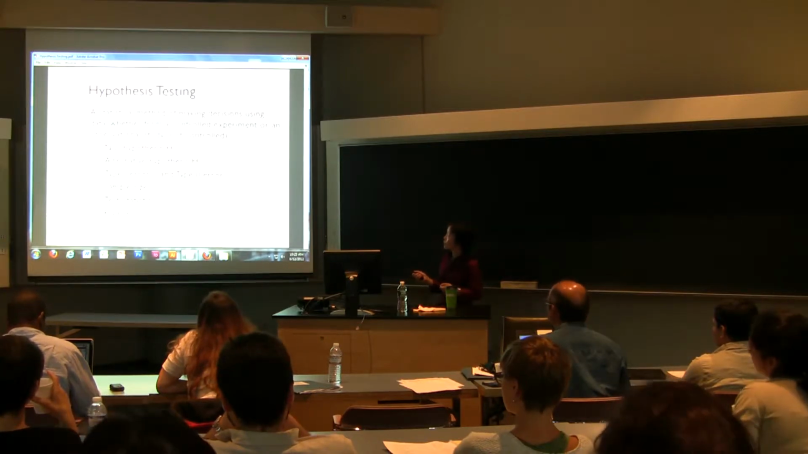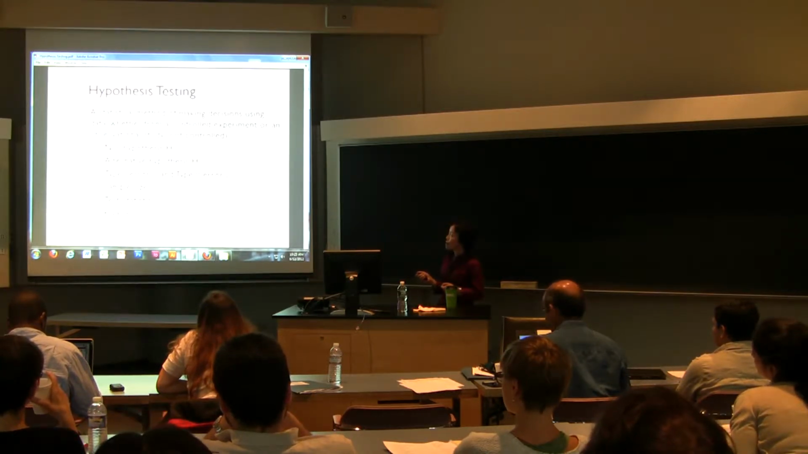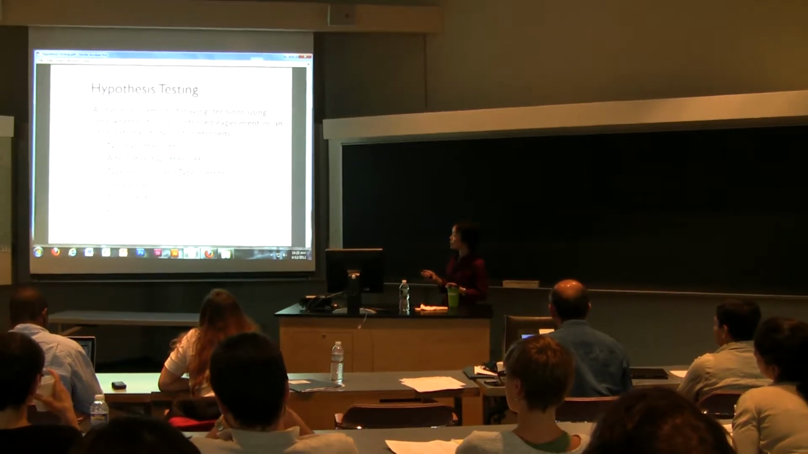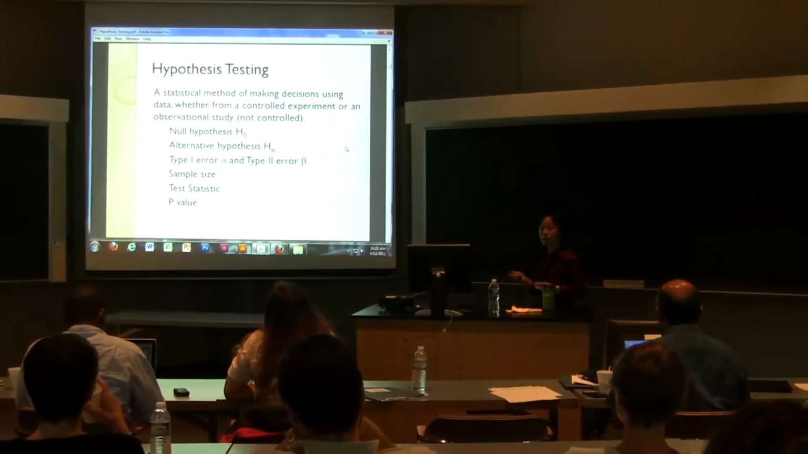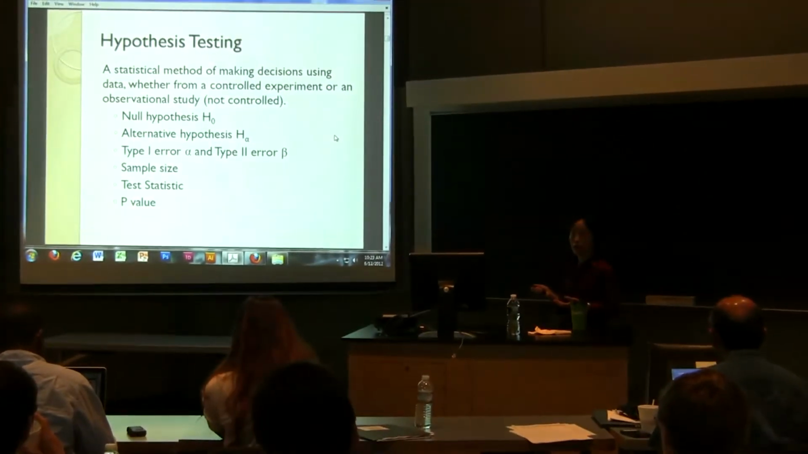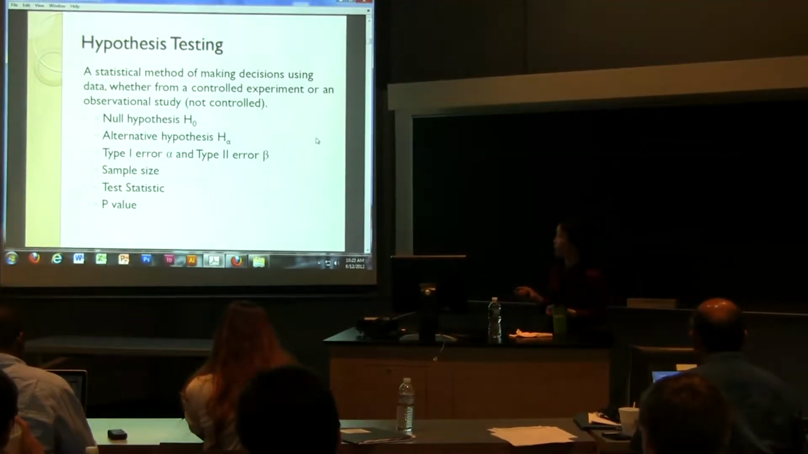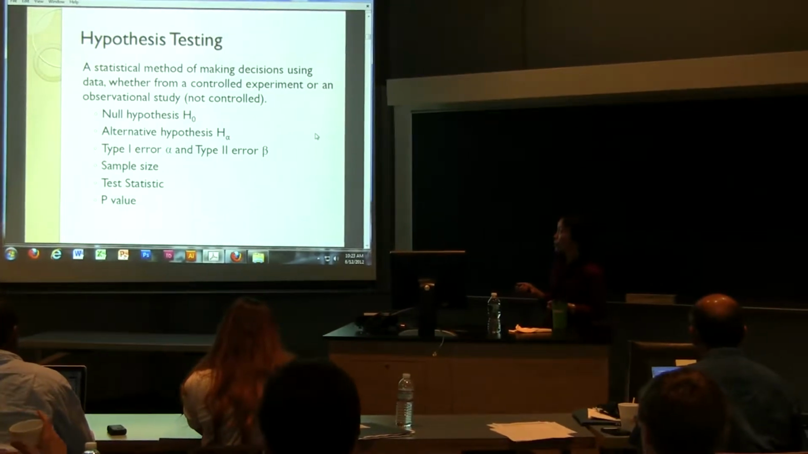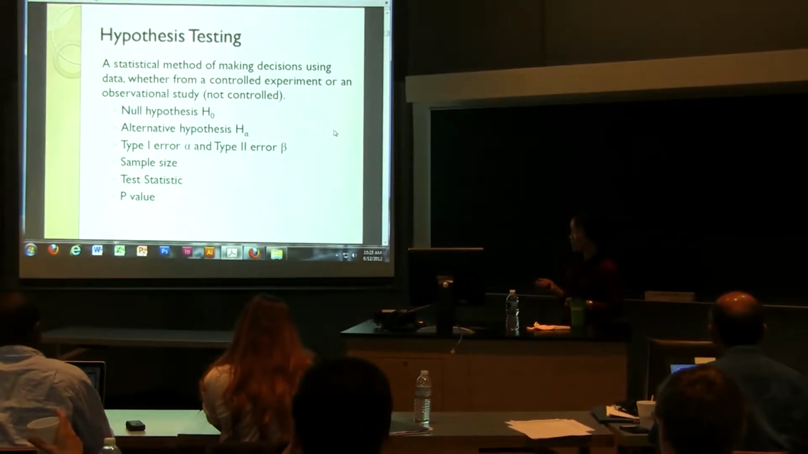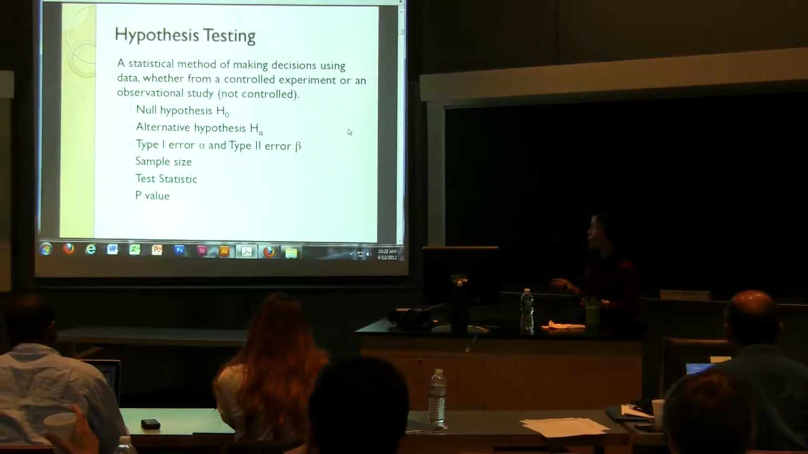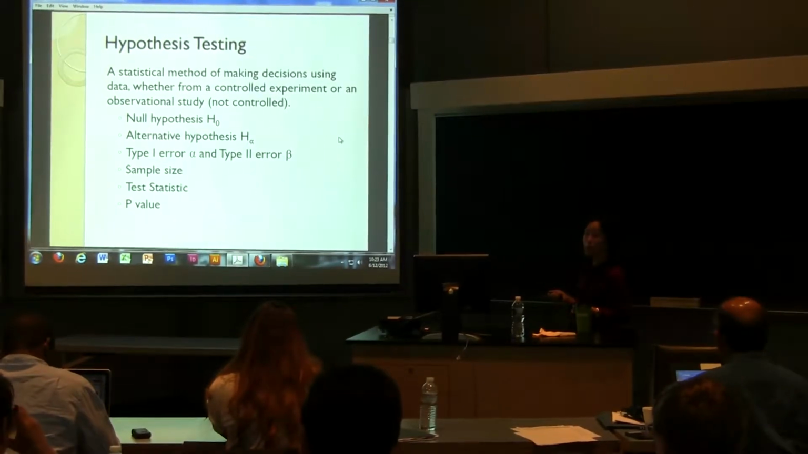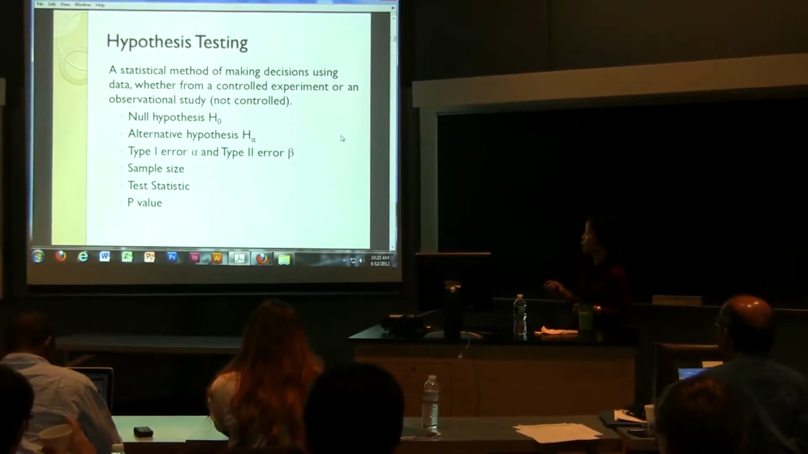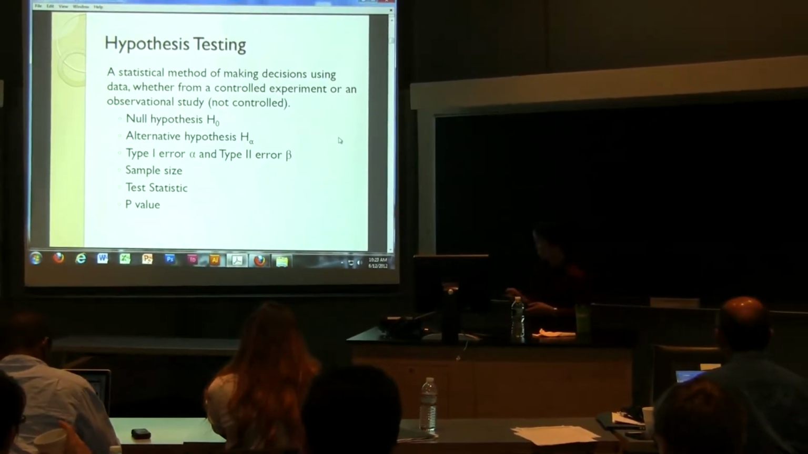Now we are going to talk about hypothesis testing. Hypothesis testing is a statistical method of making decisions using data, whether the data is from a controlled experiment or from an observational study. It doesn't matter. So we need to understand the null hypothesis, alternative hypothesis, also the type 1 and type 2 error, sample size, test statistics, and the p-value. I'm going to talk about them one by one.